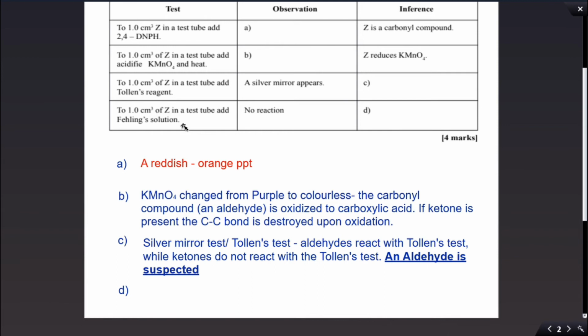So to compound Z, the Fehling's solution, or the Fehling's test, is added, and the student realized that there wasn't any reaction whatsoever. So what can the student infer about compound Z?